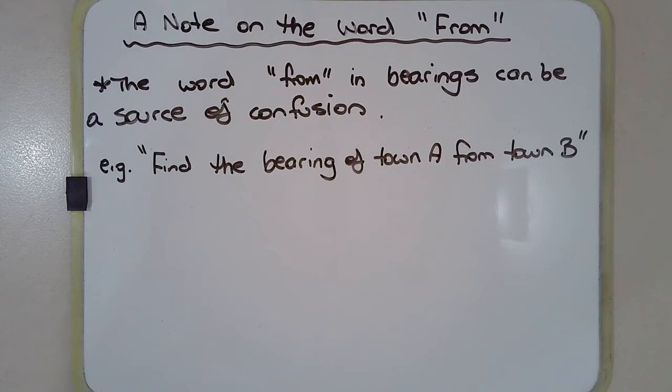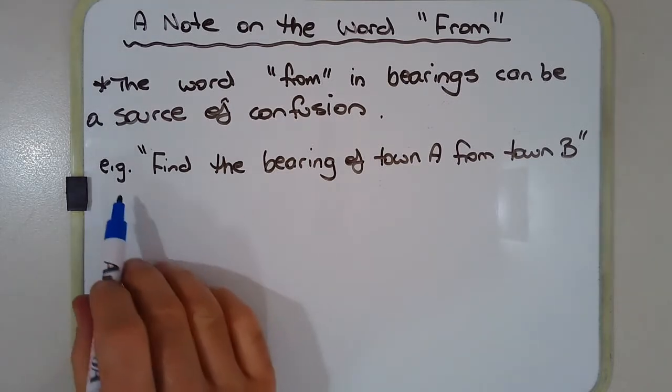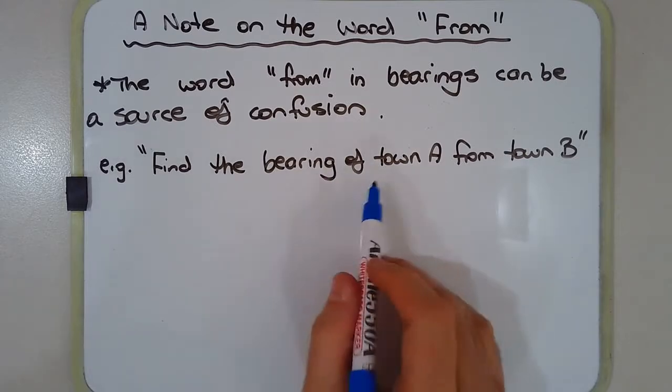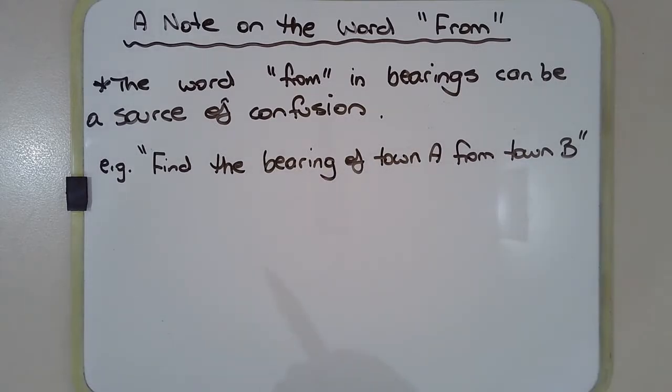Okay, so I thought let's deal with this source of confusion, especially when you're under exam pressure, so having to think very, very quickly. The word "from" can in fact confuse, and the reason is because it actually reverses the start and end points. When you're dealing with locations, let's have a look at this statement here. So, for example, find the bearing of town A from town B. These kinds of questions occur so often.